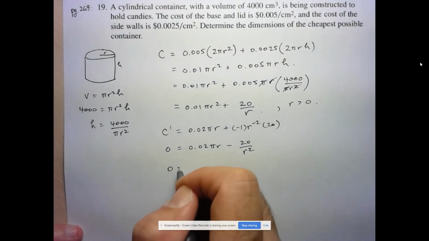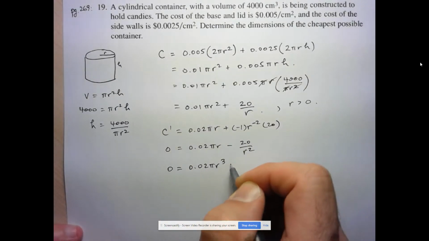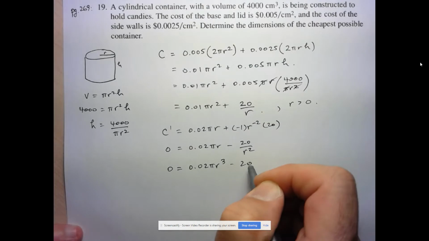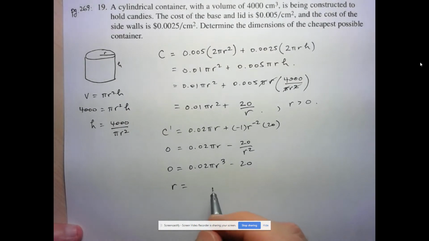So this still remains 0, so 0.02 pi r cubed minus, multiplies by r squared, I'm just left with the 20. And so now we have r. So I'm going to do this all in one shot here. Okay, so the first thing I'm going to do is bring the 20 to the other side. Okay, divide by the constant in front, 0.02 pi, and then take the cube root to isolate r.